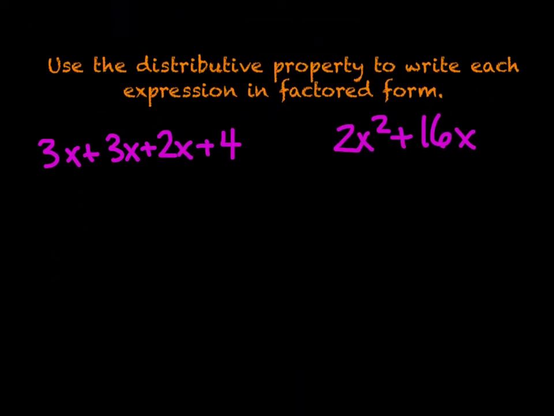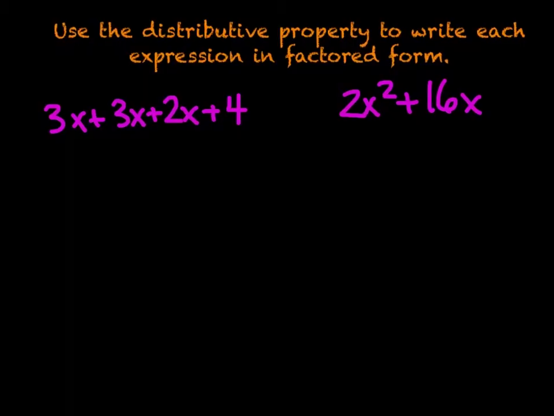Now we also need to be able to do it the other way. We need to be able to undistribute things. And so we're going to actually undistribute something and turn it into its factored form of an equation. So we have this equation right here. We have 3x plus 3x plus 2x plus 4. The very first thing I see is absolutely nothing in common.